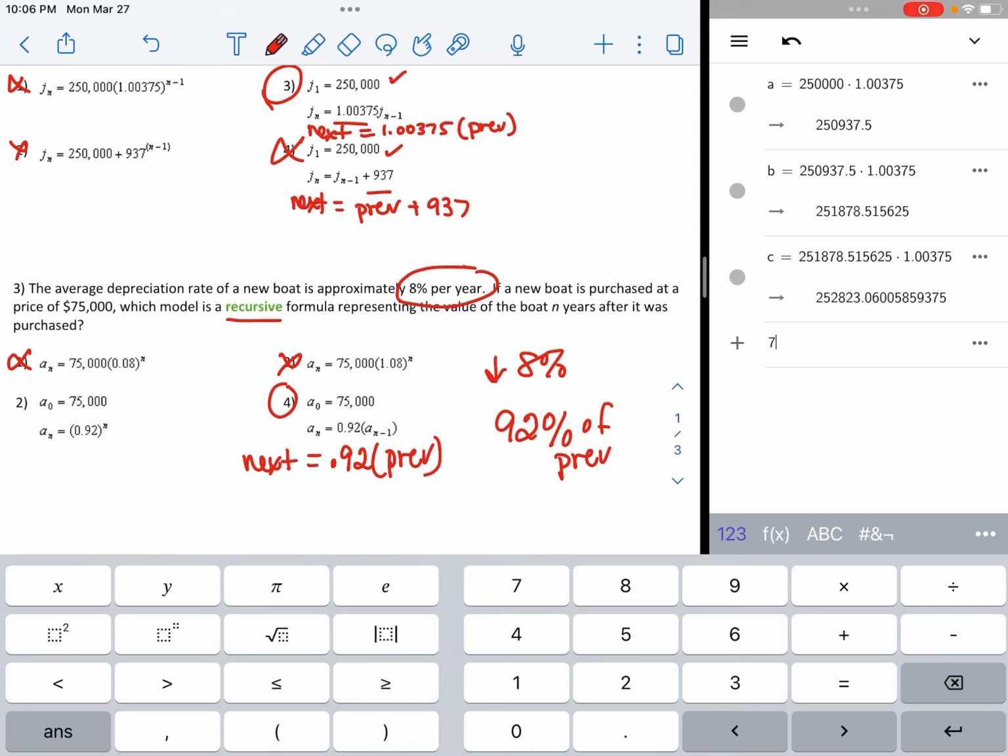Okay, the next one, if you do 0.92 to the first power, you're going to get 0.92. So that's not going to be the value after 75,000.